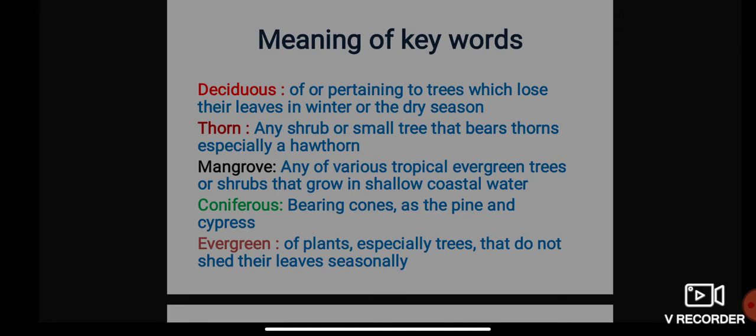And what is mangrove? Any of various tropical evergreen trees or shrubs that grow in shallow coastal water, that is known as mangrove. And what is coniferous? Something that is bearing cones, as the pine and cypress, that is known as coniferous. And what is evergreen? Plants, especially trees, that do not shed their leaves seasonally are known as evergreen.